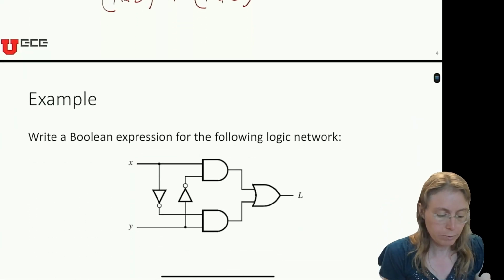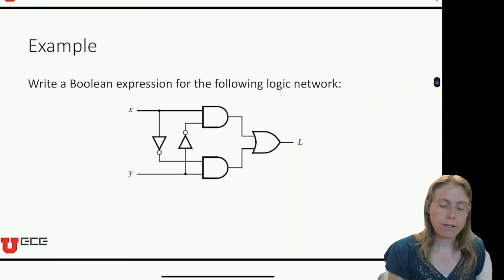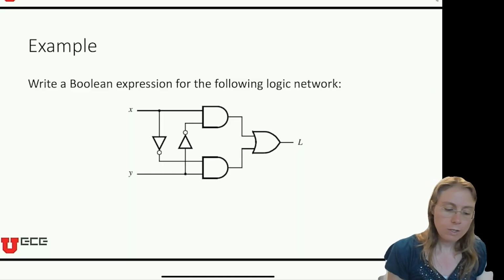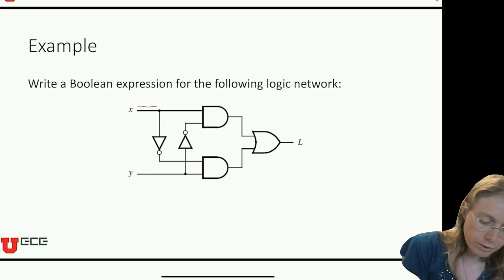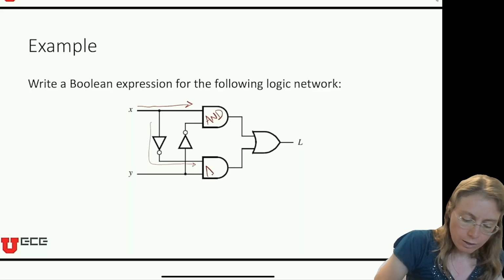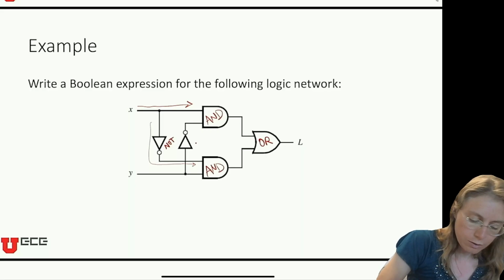Okay, let's do some more examples. So here's a network of logic gates, and we are going to find a Boolean expression to represent this logic network. Okay, so let's trace starting from the left. Here's our inputs X. And X went down here. So we've got an and, an or, and then two nots here.